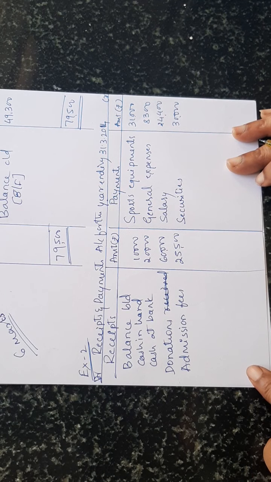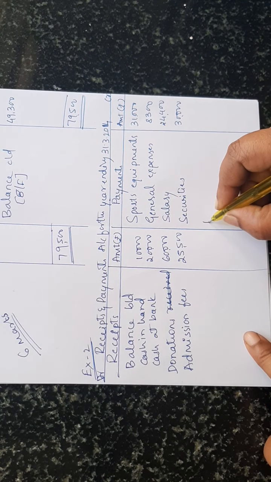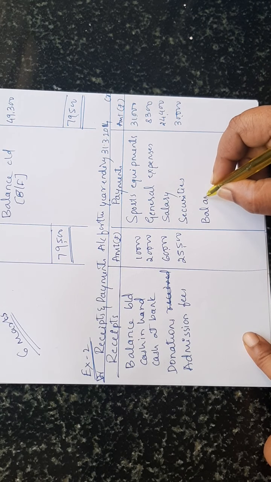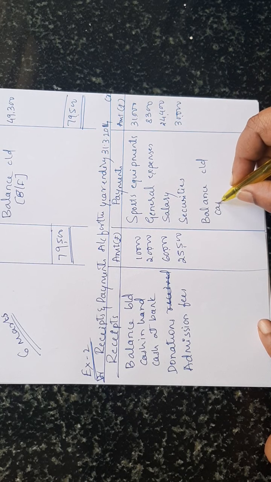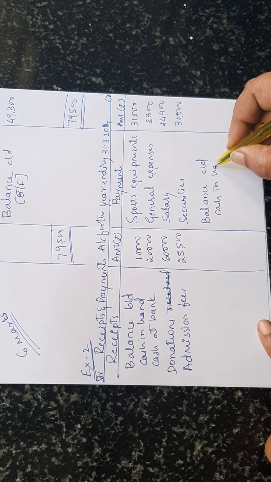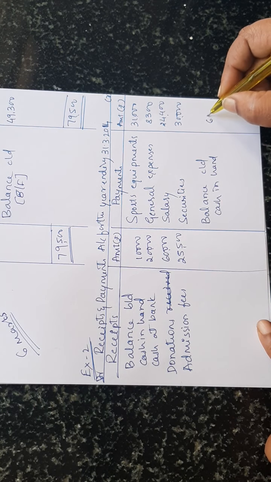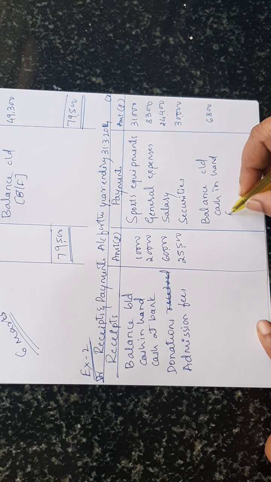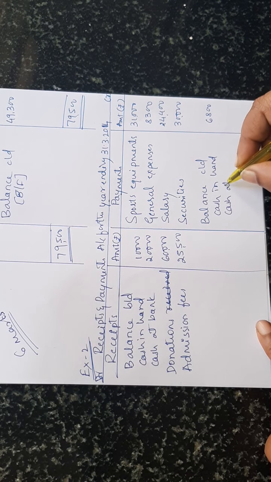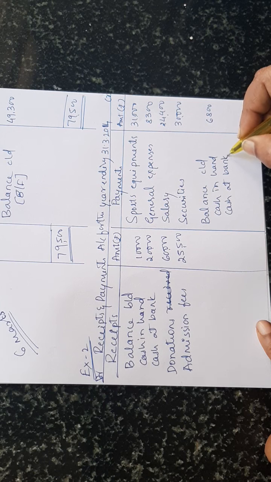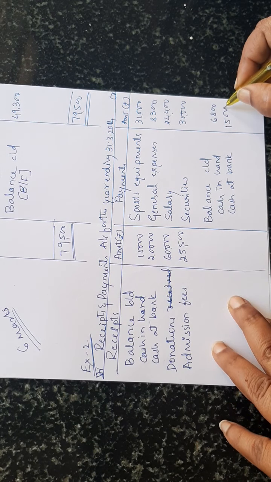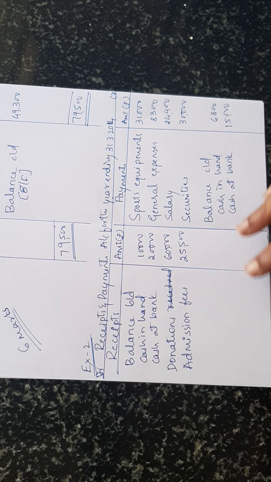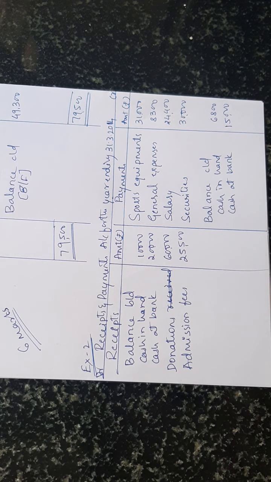What is the next item? Securities purchase. They have given the closing balance. So balance carried down. Cash in hand 6,800. Cash at bank 15,000. Yes, given items all are written here.